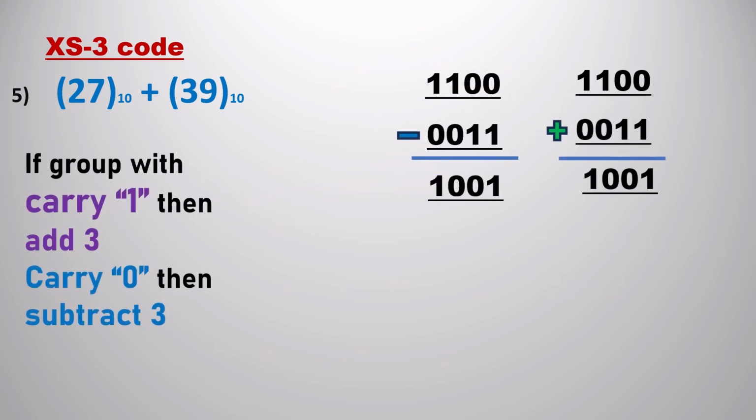As we noted that the carry of the first group is 1, we have to add 3. The previous output, if we consider, is double 1 double 0, so I am adding 3 to that. The final output that we are getting is 1 0 0 1. The second group is again double 1 double 0, but the carry is 0, so we have to subtract 3 from it. After subtracting 3, we are going to get 1 double 0 1 as output. Combine both of them, that is our final output.